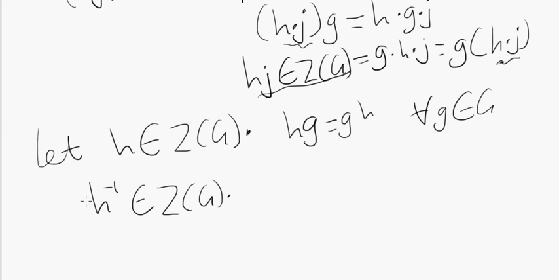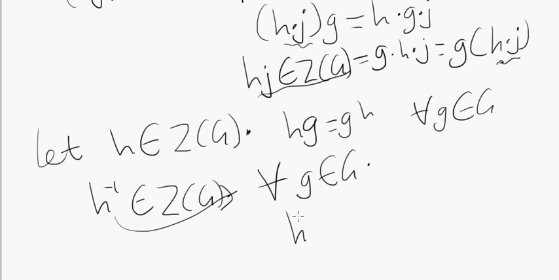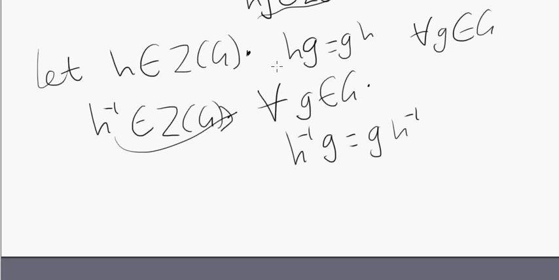What does it mean for H inverse to be an element of Z of G? It means that for every little g in big G, we want it to be true that H inverse times g equals g times H inverse. That is, we want H inverse to actually commute with all the elements, right? Commute with every element of our set G, right? If we show that, then it will mean that H inverse is also in Z of G, otherwise known as the center. So let's work with this equation though.